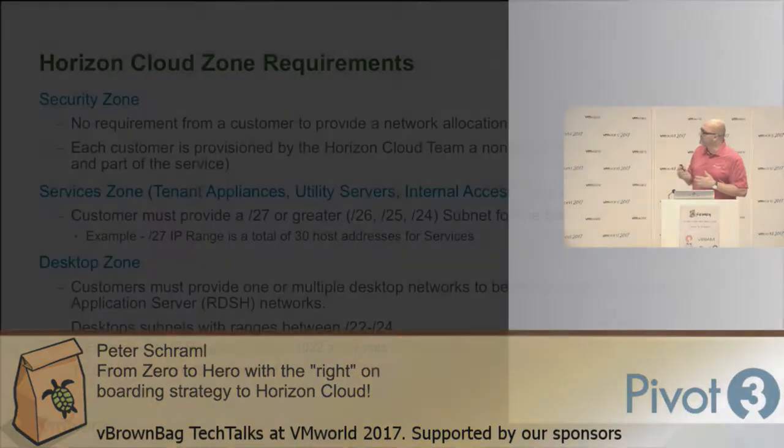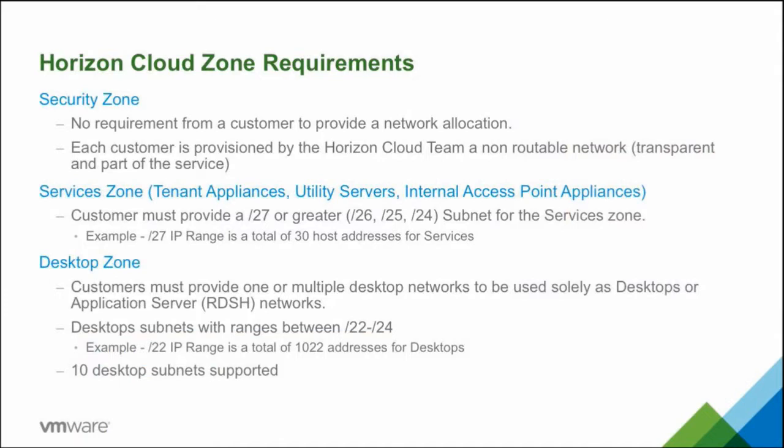From the network requirements, I said the security zone is something we build out of the service zone network that you provide. For the service zone, which includes the tenant, the utility server, and internet access points, we need as a minimum a /27, or /26, /25, and /24. That is suitable for a larger scale environment because we don't necessarily need more than 30 hosts to accommodate that. And we are talking about 10, 15,000 desktops fairly easily on that platform.